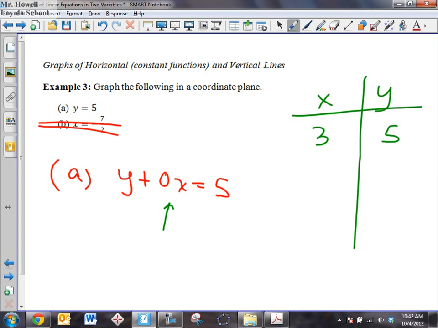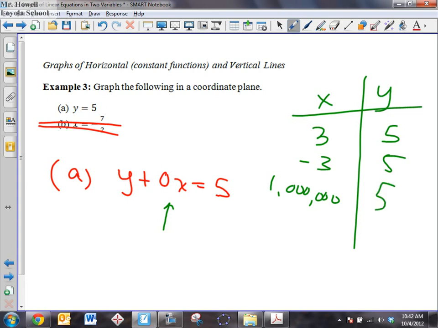Give me another one. Negative 3. Plug in a negative 3 here, what happens to it? That's 0. So what do you still get? 5. Plug in another number, any number. A million. Plug in a million. What's y going to be? 5. So what's the deal here?